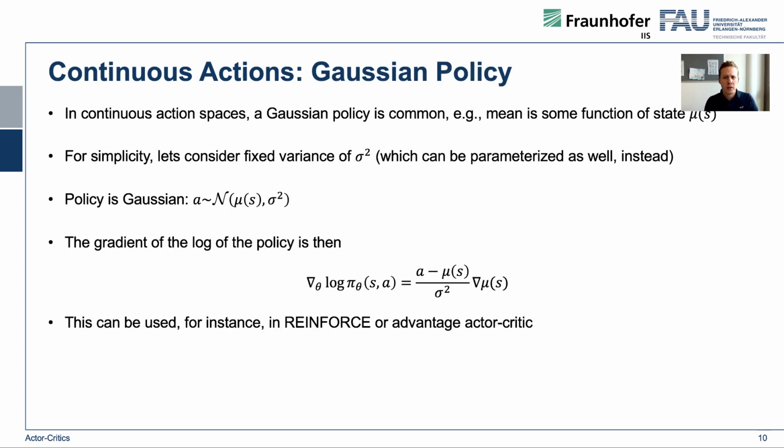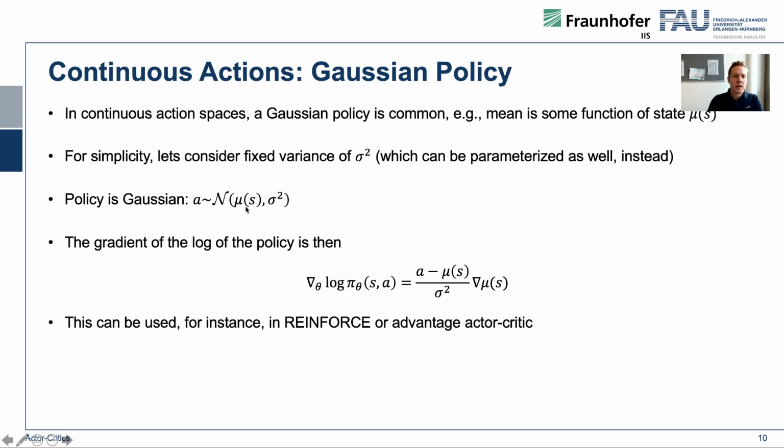There are many ways to do this, but I will just introduce the most straightforward idea to use continuous spaces, and the most simple idea is basically to use a Gaussian policy. Because this is a very common thing to do in continuous action spaces, usually you use a Gaussian policy that is defined by a mean, which is some function of the state. For simplicity, let's consider a fixed variance, which we might also parameterize, but it makes things a little bit more complicated. We just define our policy to be a Gaussian, and our neural network just predicts the mean of that Gaussian distribution.